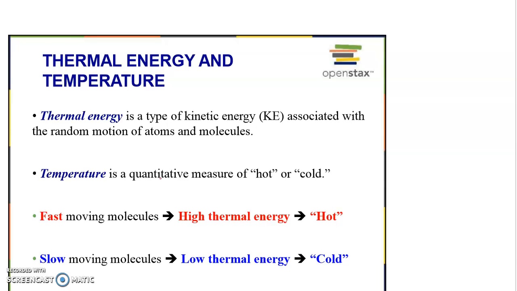When we talk about energy, the first thing we need to know is thermal energy has to do with temperature. So what is temperature? Temperature is a quantitative measurement of hot or cold. So for example, as for the fluid, fast-moving molecules will have a higher thermal energy, and slow-moving molecules will have a low thermal energy. That's why we call that cold.